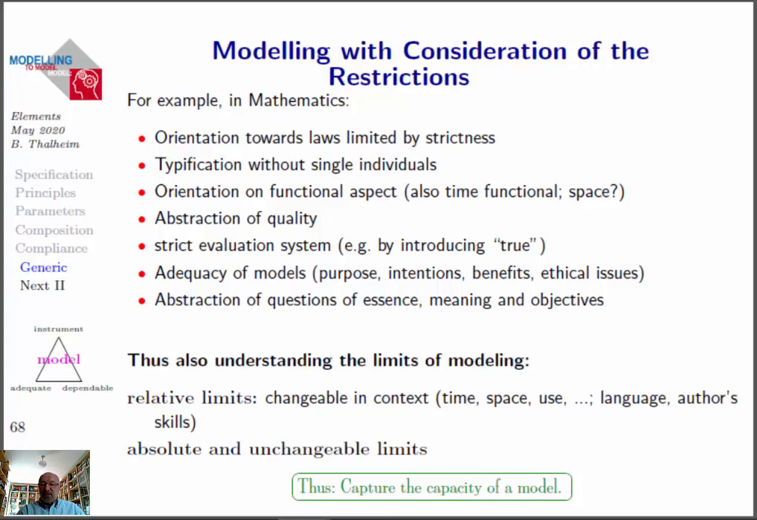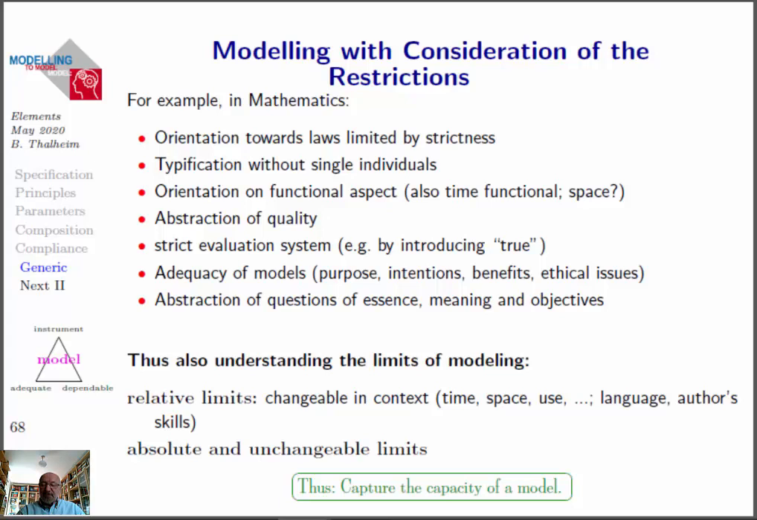That means in this case we have some kind of guidelines integrated directly into the mold, and for this reason we might also have guidelines. What does strictness mean? What does proper adaptation mean? What is the orientation on functional aspects, time, functional space, or something like that? What is the abstraction of our quality parameters? What does strict evaluation mean? That means in this case we have some kind of true notion. What is the adequacy of our models? What is the purpose, intention, benefit, and ethical issue? What is the abstraction of the question of essence and meaning and objectives?